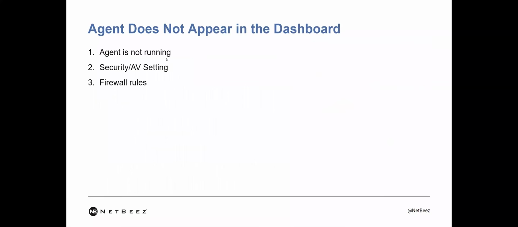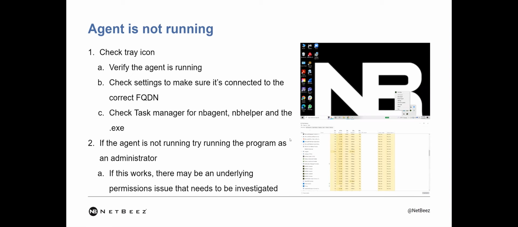Now, what if the agent doesn't appear in the dashboard? It's 3 things, almost entirely 3 things. The agent's not running, probably due to installation, which we'll cover in a minute, security or AV settings, or firewalls. So the agent's not running. Let's verify that. You go to the bottom right-hand corner, to the tray icon, and you look for this little NetBeez icon. It's an NB, a black circle with colored lettering. If it's red, it's offline. If it's green, it's online. You want to make sure it's running. If not, you can start it.